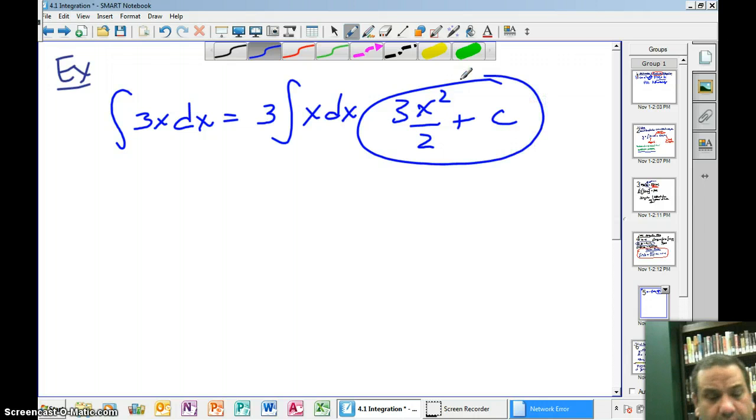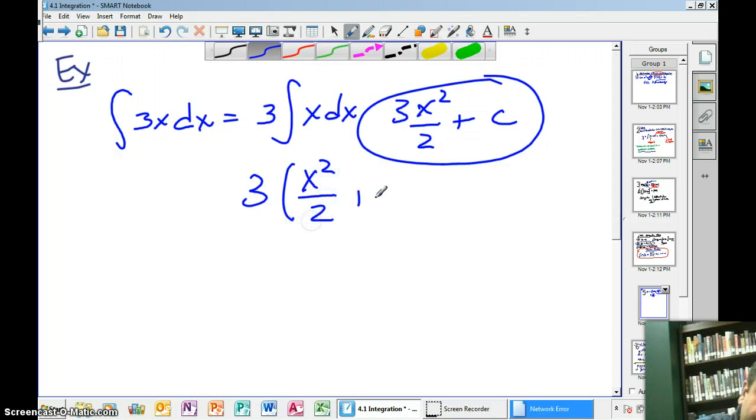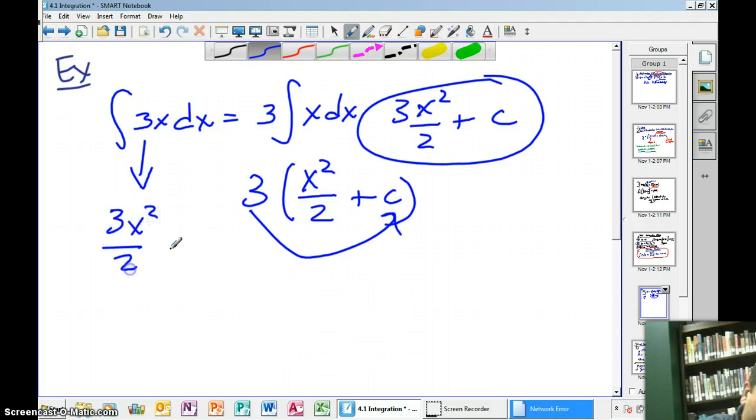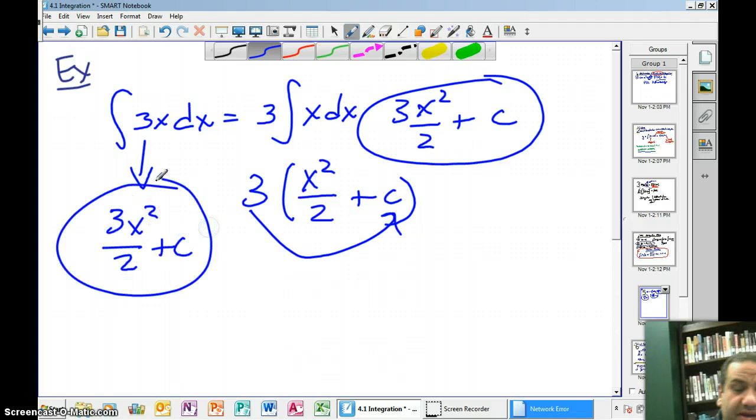Makes sense. By the way, if you did 3 times x squared over 2 plus c, and you went ahead and multiplied that, it doesn't matter. A constant times a number is a constant. All right? Or you could just use 3x, and say this is 3x squared over 2 plus c. You're getting the same answer no matter how you slice it.